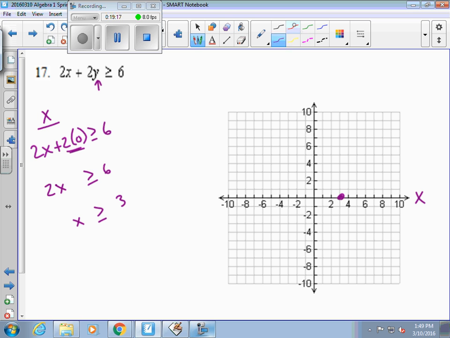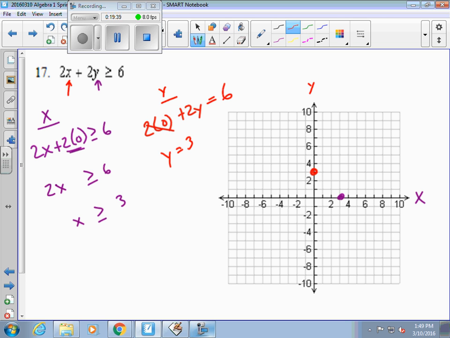Your y-intercept, you're going to do the same thing. For your y-intercept, you'll plug in 0 in place of x. So 2 times 0 plus 2y is, we can say equal to for a second, 6. So that eliminates that part. 2y is equal to 6. So y then is equal to 3. So on your y-axis, it's also going through 3. So you have 2 points that you can draw a straight line through.